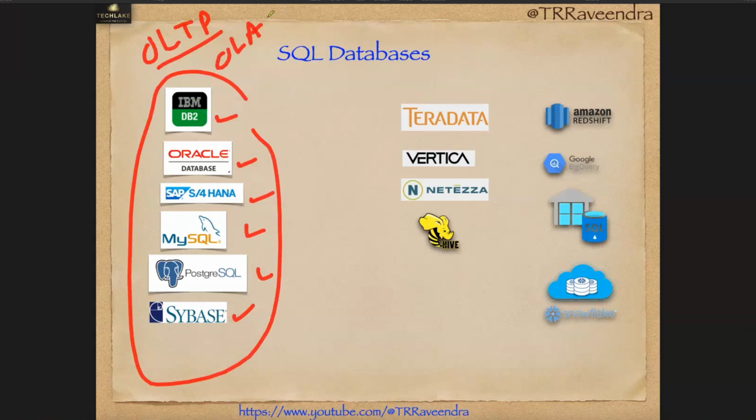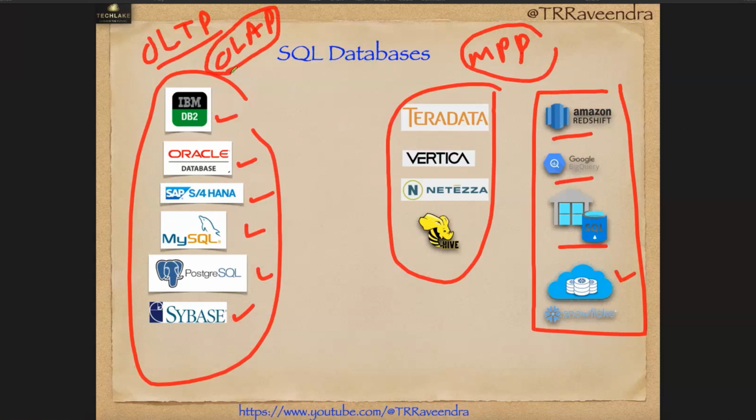Then when it comes to cloud, Amazon has Redshift, Google has BigQuery, Microsoft has Azure SQL data warehouse, and Snowflake. These are MPP data warehouses. Even traditional data warehouses are available, MPP data warehouses are available, and even those MPP data warehouses are available in cloud as well.